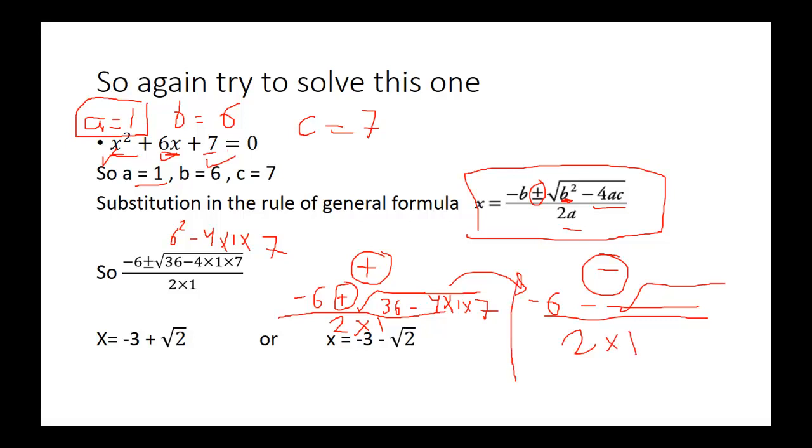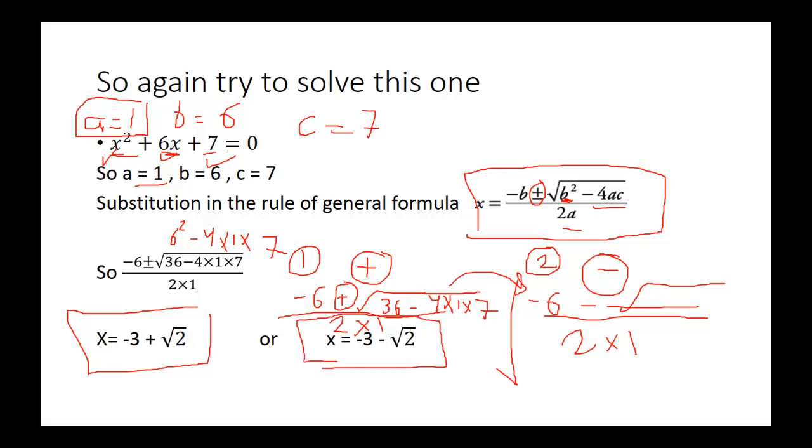So you have two solutions. The first solution when you have x, negative 6 plus, and the second solution when negative 6 minus. So this rule is very important. When you substitute these numbers in the general formula, x will equal negative 3 plus square root 2, or x equals negative 3 minus square root 2. So this is the first solution when x is positive, and the second solution when x is negative.